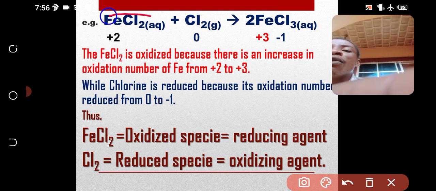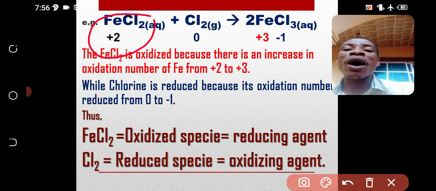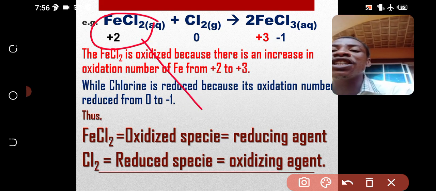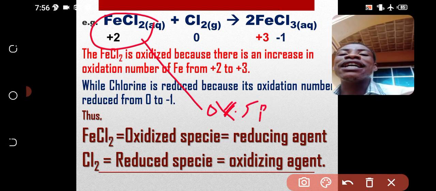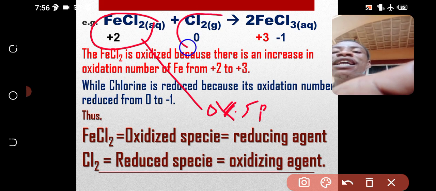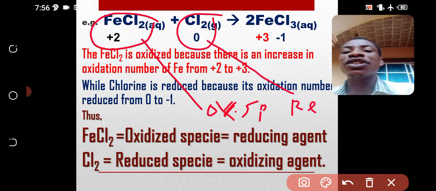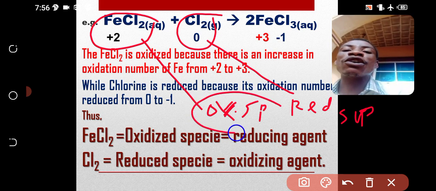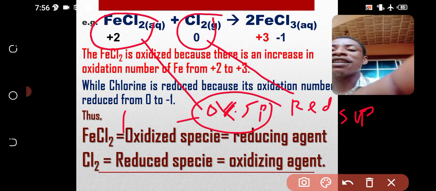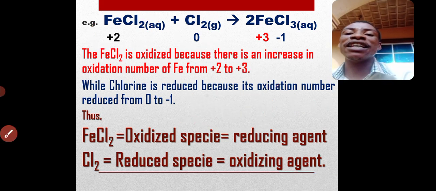So FeCl2 was oxidized because the iron inside it changed from plus 2 to plus 3. So our FeCl2 is the oxidized species, whereas the chlorine here changing from 0 to minus 1 makes it the reduced species. So if FeCl2 is the oxidized species, that means that automatically it is the reducing agent. And if chlorine is the reduced species, that means chlorine is the oxidizing agent.